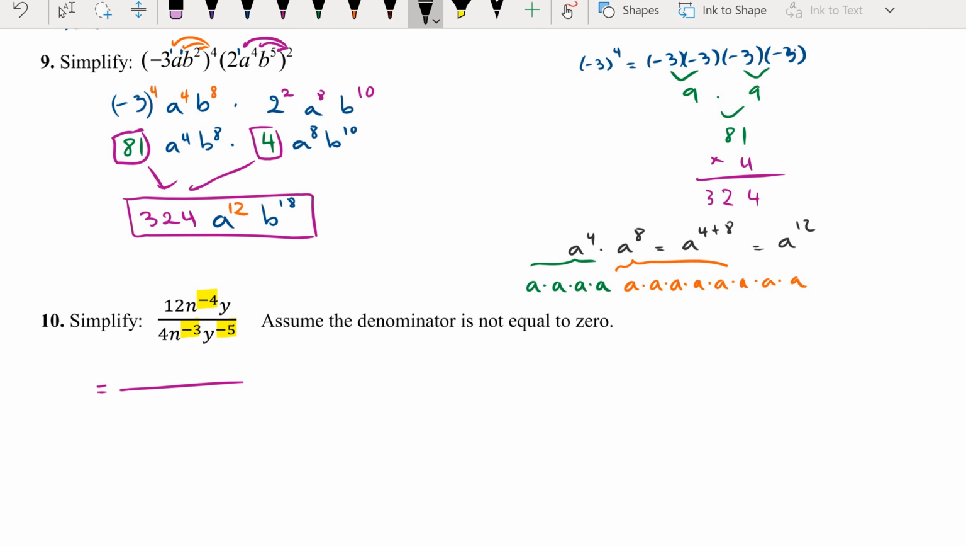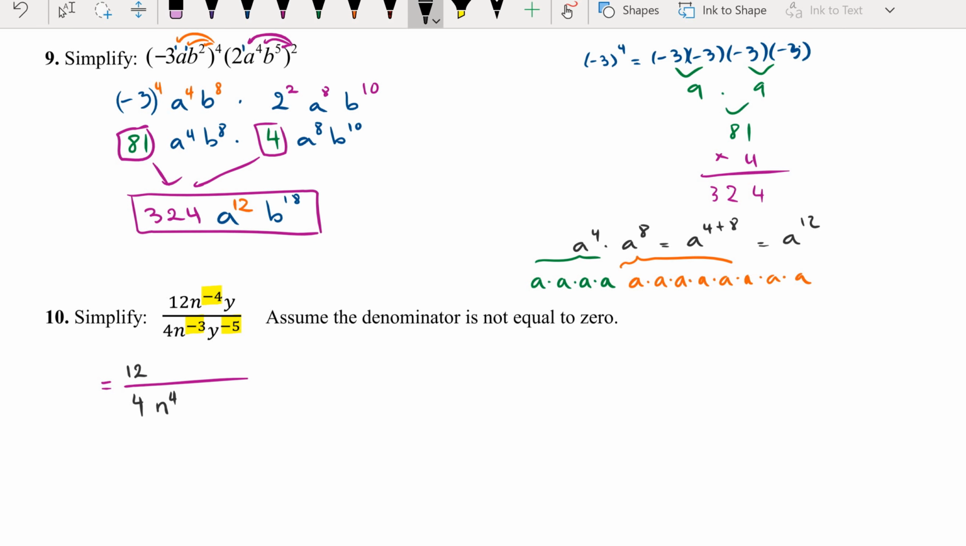We rewrite them. 12 and 4 don't have a negative exponent, they stay still. n to the -4, since it's a negative exponent, I'm going to bring it down to n to the 4 at the denominator. And the second part, n to the -3, you're going to bring it up. Okay, y on top doesn't have a negative exponent, it's going to stay. y to the -5 at the bottom, since it's a negative exponent, you're going to bring it up to y to the 5.